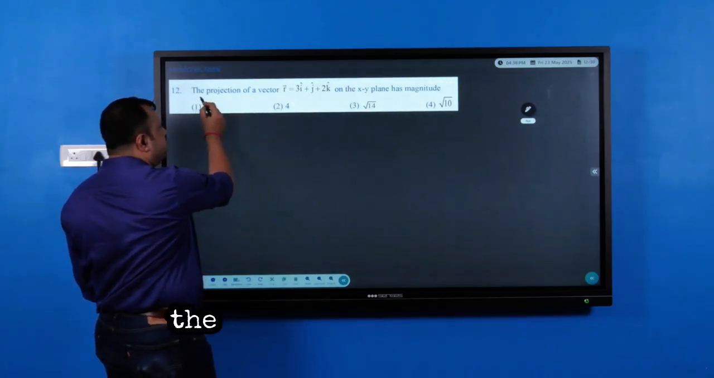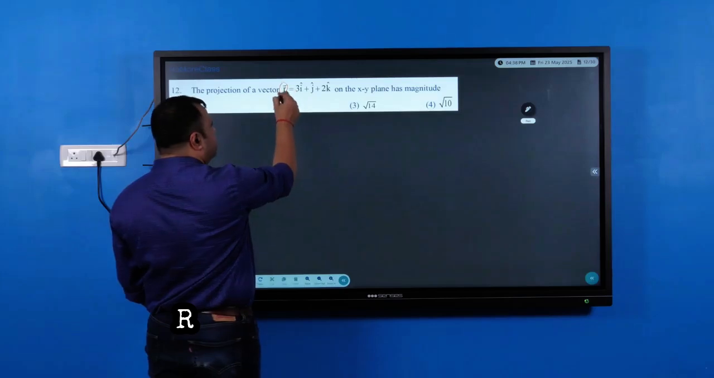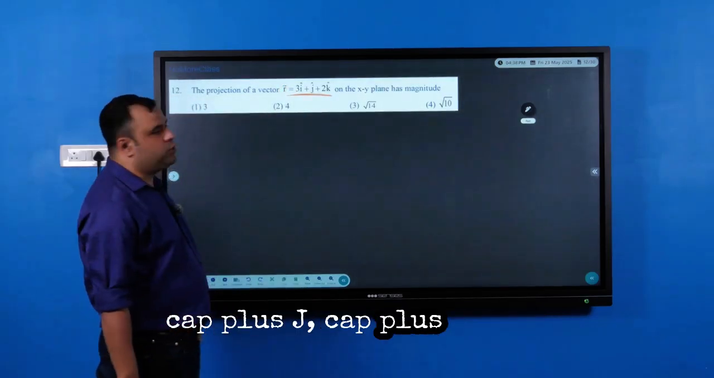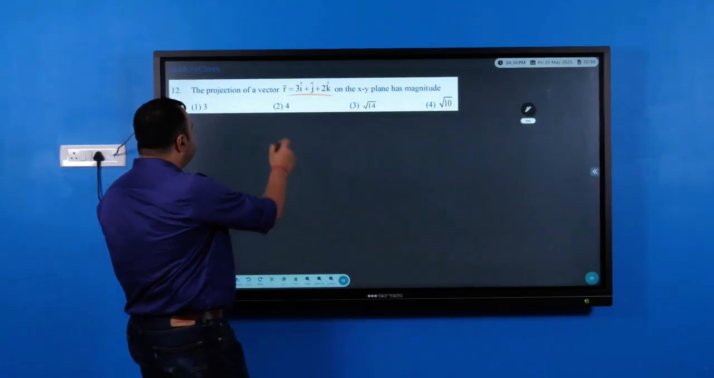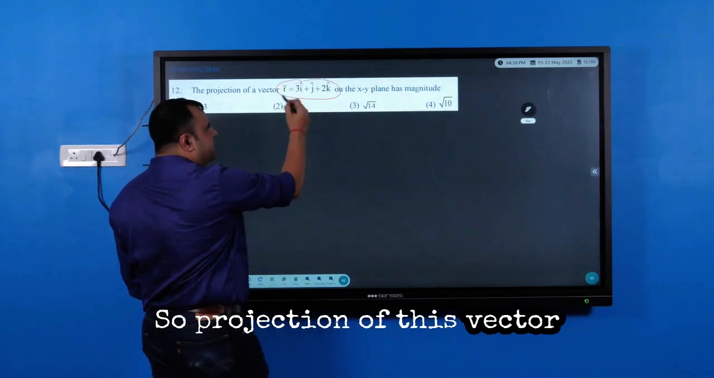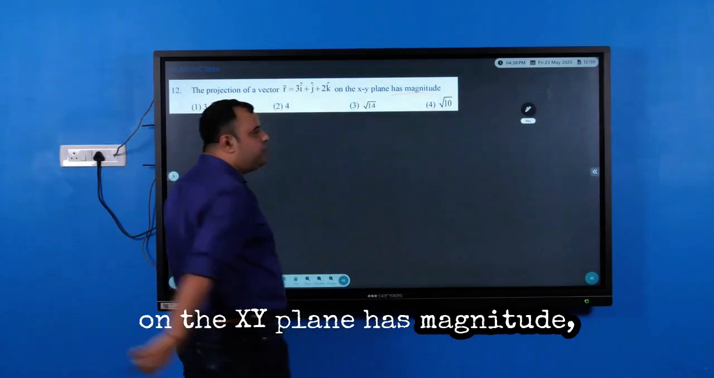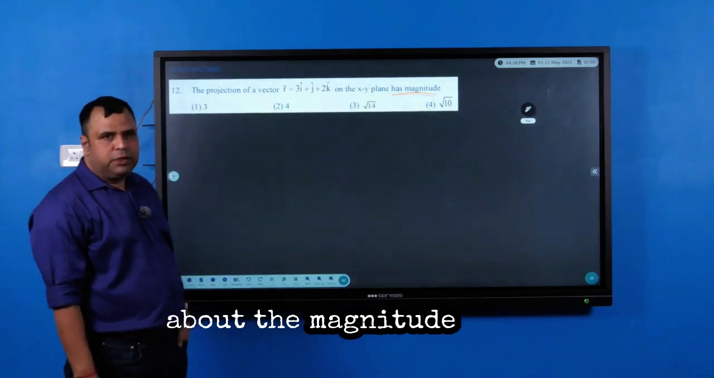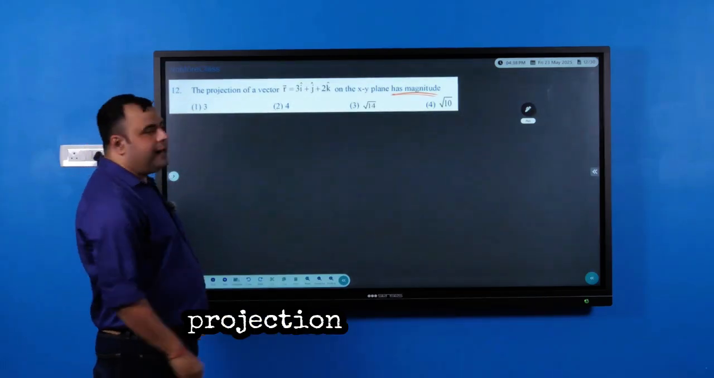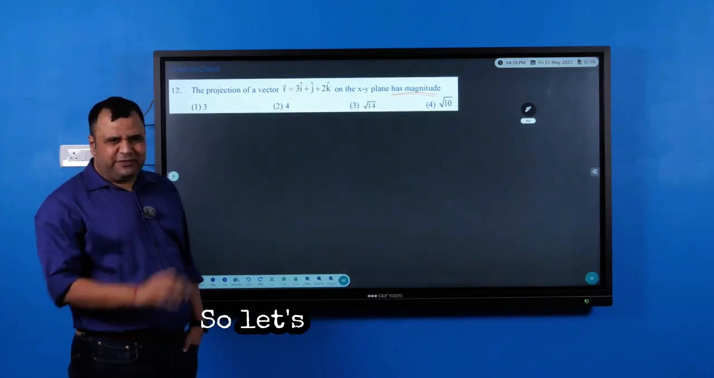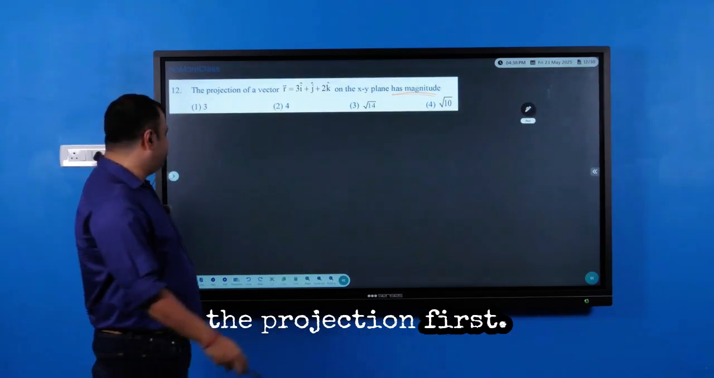According to the question, the projection of a vector R, which is given as 3i cap plus j cap plus 2k cap, on the xy plane has a magnitude. Meaning they are asking about the magnitude of the projection of this vector along the xy plane. So let's first focus on the projection.